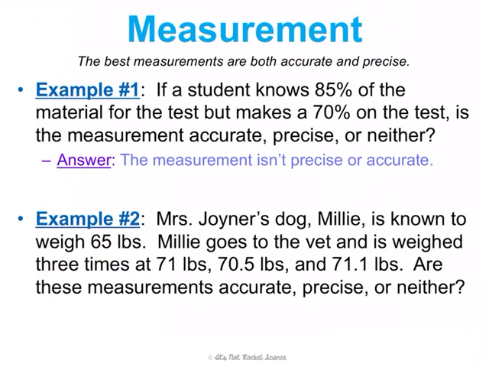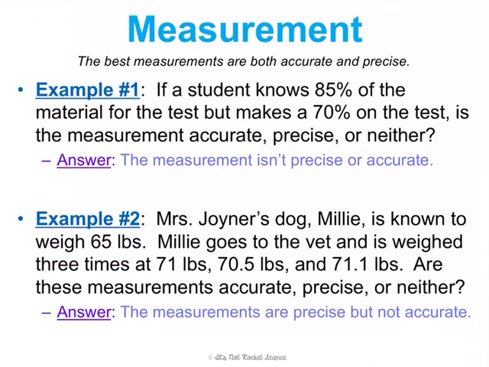All right, for our second example, Mrs. Joyner's dog Millie is known to weigh 65 pounds. She goes to the vet and is weighed 3 times at 71, 70.5, and 71.1. Are they accurate, precise, or neither? So they're precise because they're all very close together, right? But they're not accurate because it's well over her known weight of 65.